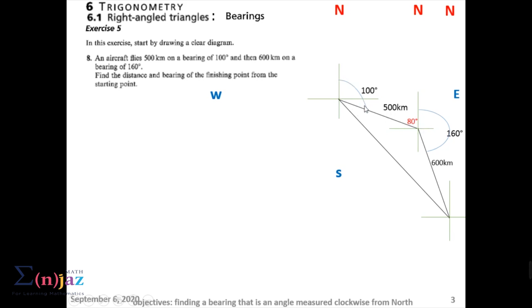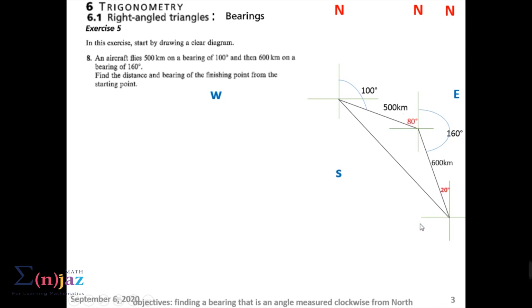So 180. These two angles are co-interiors, so they are supplementary, meaning they add up to 180. So that's how I know that this angle here is 80 degrees. Are there any other co-interior angles?